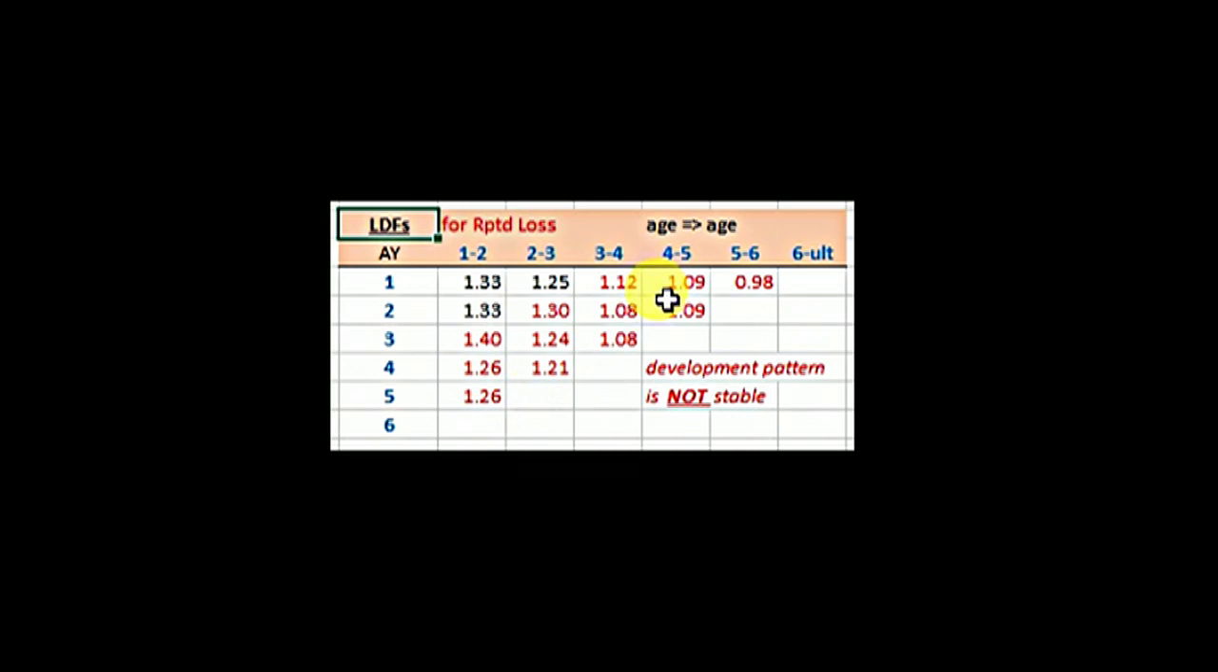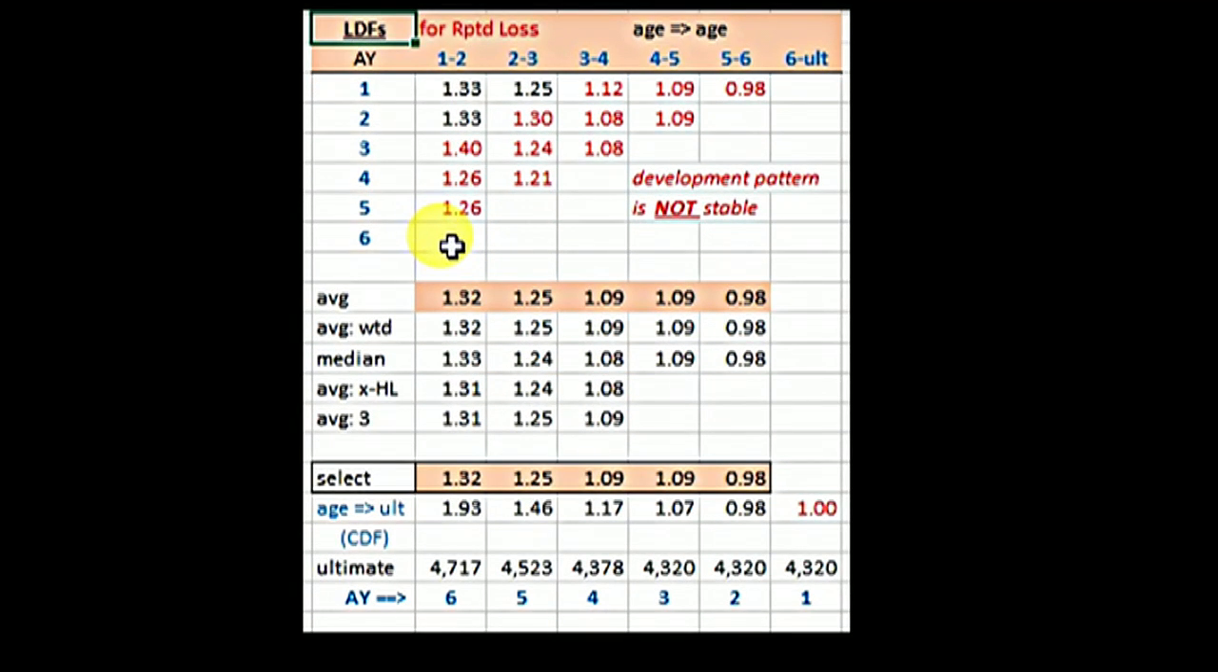All of these red values in the LDF triangle correspond to the red values in the data triangle. And we can see that our previously stable development pattern is now distorted. If you didn't notice this, when you're making your selections, you might go ahead and pick the all-period average as the default. So these are the values that you would select.